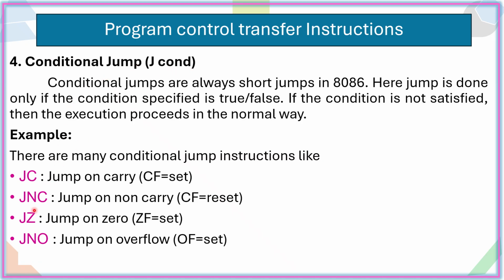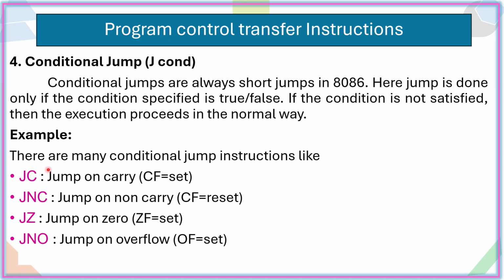It can be JC or JNC, JZ or JO or JNO, JNZ. Anything can be given. It is all representing a flag. JC represents jump on carry. So if we have a carry, then we have to jump to the instruction or the memory address that is mentioned along with JC. In the case of JNC, this instruction jumps to the memory address that has been mentioned if there is no carry.